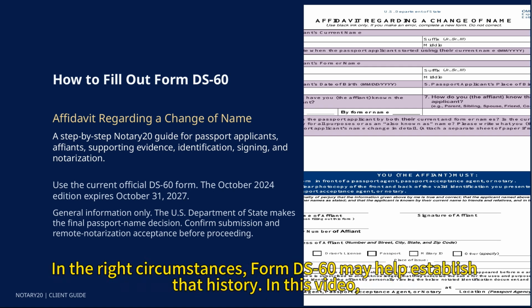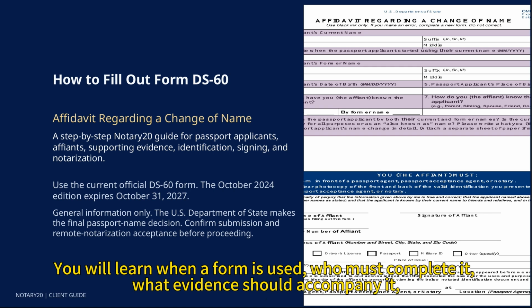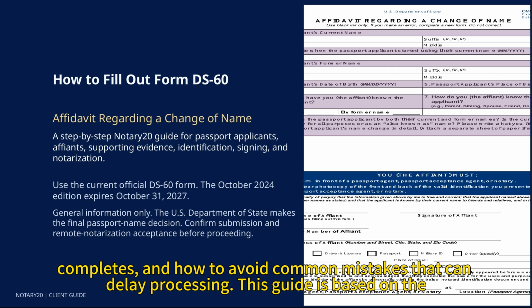In the right circumstances, Form DS-60 may help establish that history. In this video, we will walk through Form DS-60, Affidavit Regarding a Change of Name, step by step. You will learn when the form is used, who must complete it, what evidence should accompany it, how to answer every numbered item, when the affiant must sign, what the notary or passport agent completes, and how to avoid common mistakes that can delay processing.